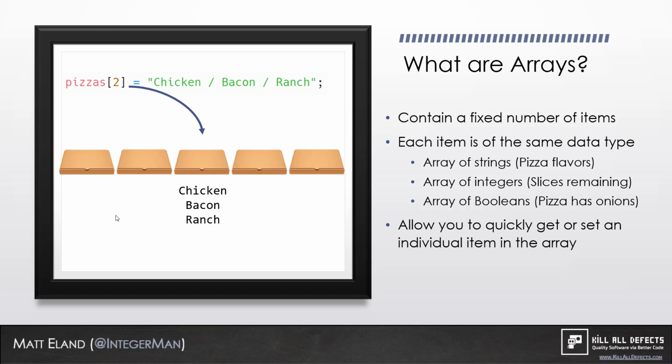So here I'm setting array index 2, or pizza index 2, to be chicken bacon ranch, which is a wonderful pizza. I recommend you try it if you like that kind of thing. And it just very quickly sets the value in that particular array, given a string array, for example, here. And you may think that this is a bad example because that arrow is pointing to the third pizza box.